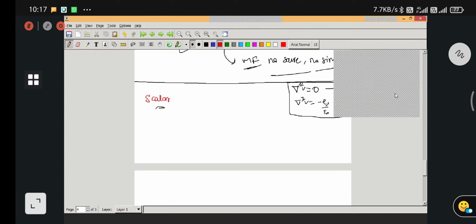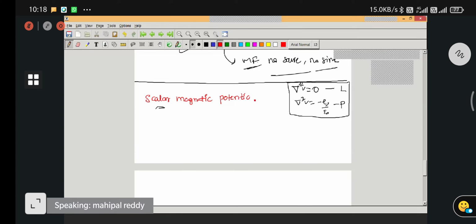Okay, this is a difficult topic. Signal problem. Okay. Scalar magnetic potential. First of all, in this we discuss the comparison of methods in electrostatics and magnetostatics.